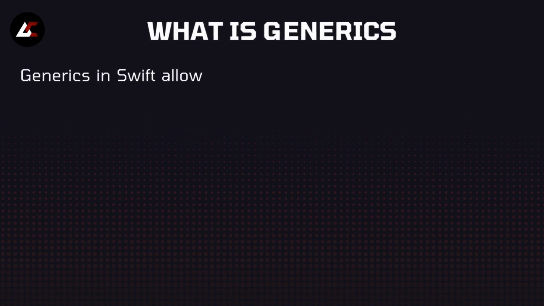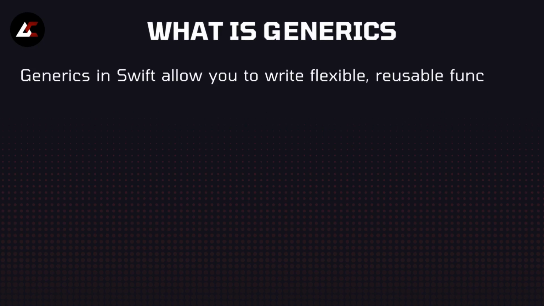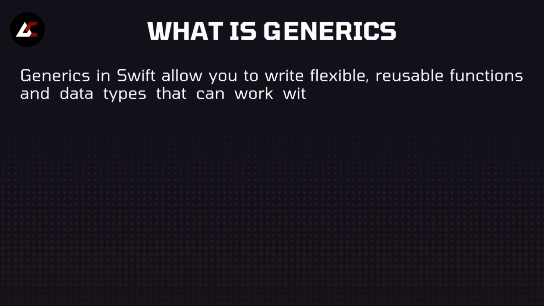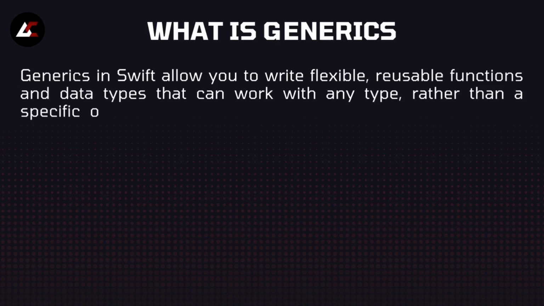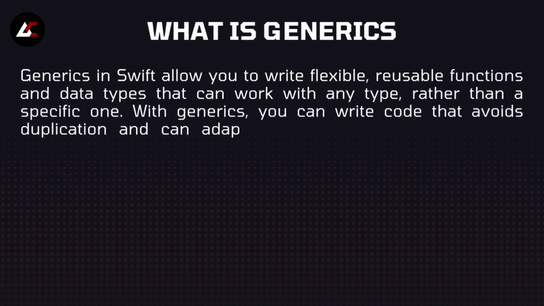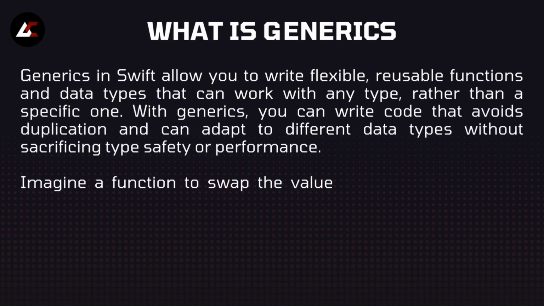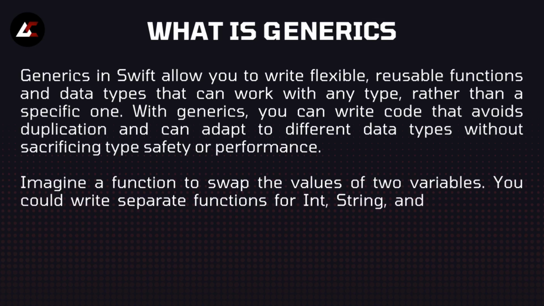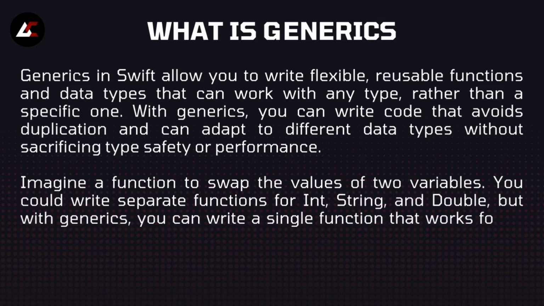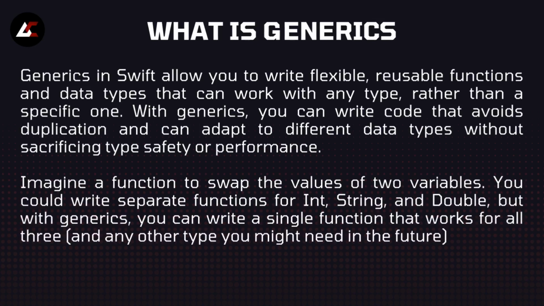What is generics? Generics in Swift allow you to write flexible, reusable functions and data types that can work with any type rather than a specific one. With generics, you can write code that avoids duplication and can adapt to different data types without sacrificing type safety and performance. Imagine a function to swap the values of two variables. You could write separate functions for Int, String and Double, but with generics you can write a single function that works for all three types, and any other types you might need in the future.